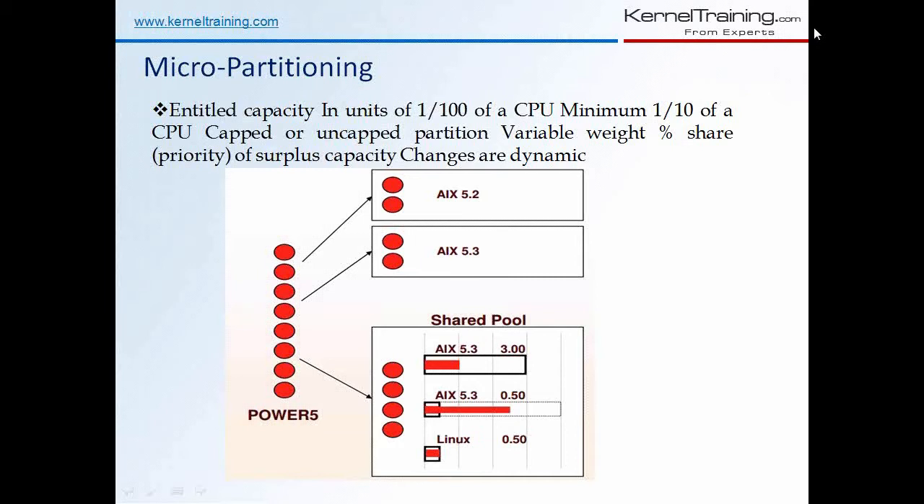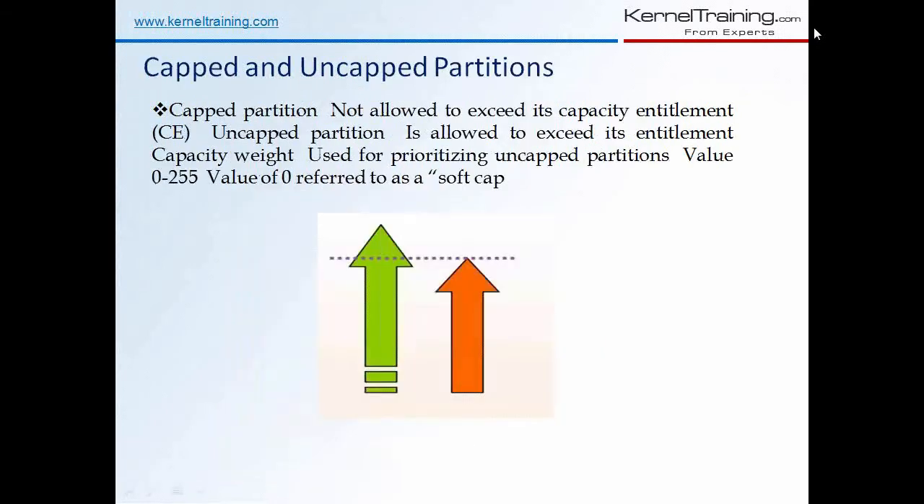As a workload, I will schedule my CPU. If 20% CPU is required, I will give 0.2. This fraction I can allocate the CPU to my partition. This is because of micro-partitioning. So what other features am I getting? Capped and uncapped partition. What is capped? A capped partition is not allowed to exceed its entitled capacity.